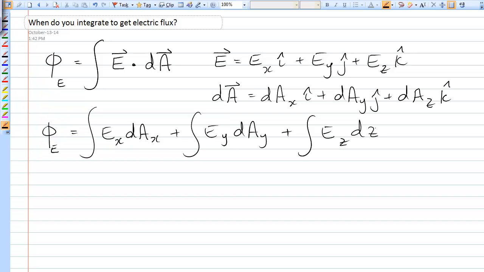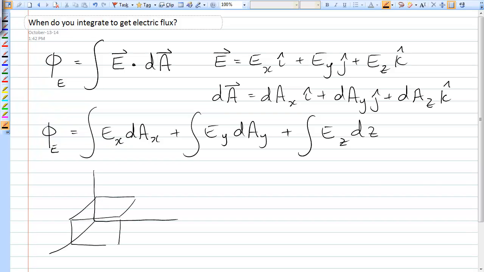Now, how do you know which integral to use, whether you need to use more than one? Well, that all depends on the area that you're trying to get the electric flux through. So in general, if we draw a box that sits on the x, y, z axes, we'll have this box be a wide, b deep, c high. We'll let that be the x axis, y axis, and z axis.